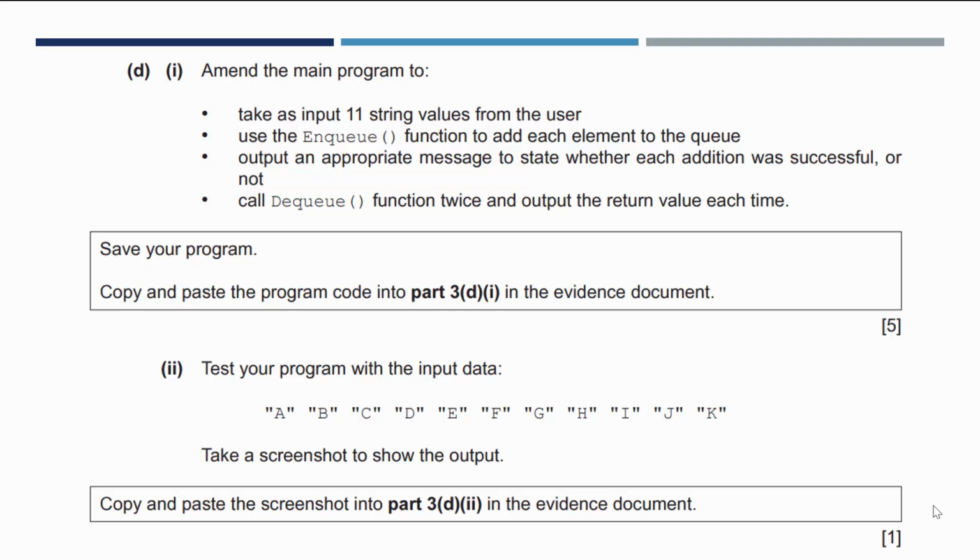So we're going to add A through K. And when we dequeue the items in the circular queue, calling the dequeue function twice, it should output A followed by B. That's what should be returned, and it does have us output the return value each time. So let's swing back over to our program. Let's update submain so we can do this and complete Paper 4.